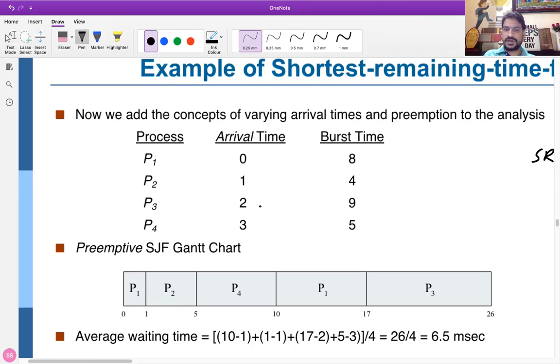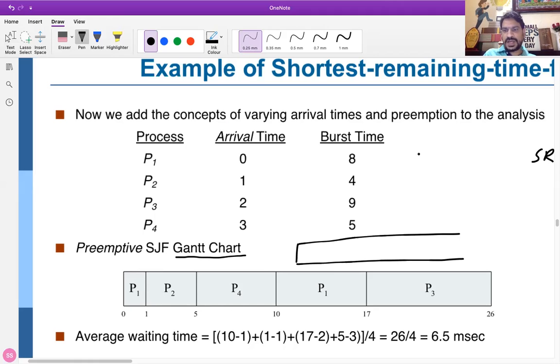For that we require the Gantt chart, so we have to create a Gantt chart. This Gantt chart will tell us which process is in the CPU and how much time it is taking for processing. A Gantt chart has already been created, but let's create a new Gantt chart here. This is my Gantt chart.